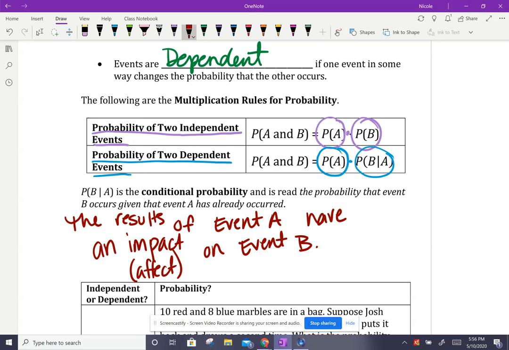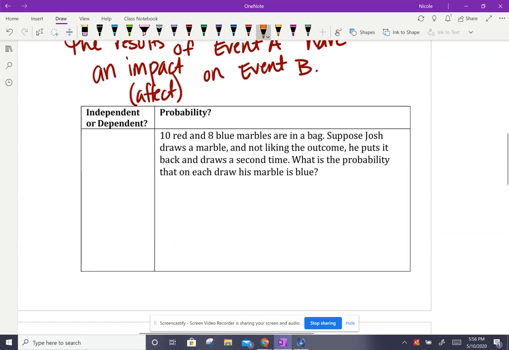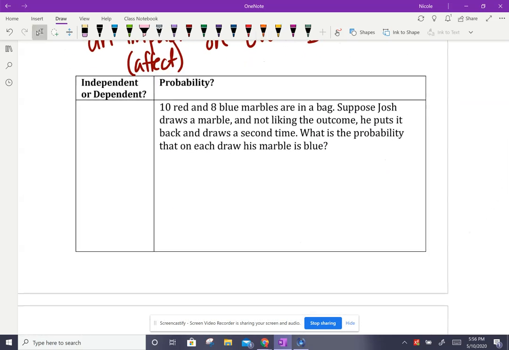So we're going to look at some different situations and decide, are these independent? Do they impact each other? Or are they two separate events that we find their probabilities separately? So our first example here says, our probability question is 10 red and 8 blue marbles are in a bag. Suppose Josh draws a marble, not liking the outcome, he puts it back and draws a second time. What is the probability that on each draw his marble is blue?